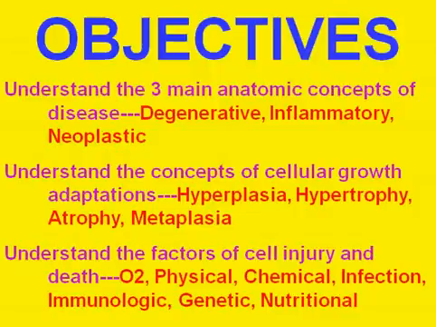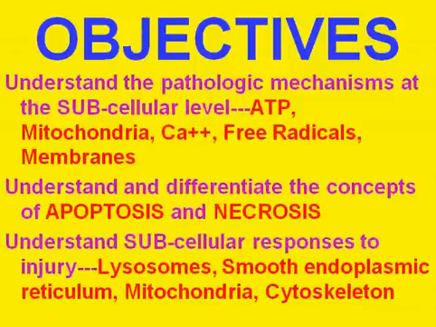We're going to talk about the different factors of cell injury and death, which ones are reversible, which ones are not reversible, and we're going to skip a lot of the crazy chemistry and go into the real conceptual meat of the thing. We're going to talk about the pathologic mechanisms at the subcellular level regarding mitochondria, calcium, free radicals, cell membranes, ATP. We're going to talk about the difference between the concept of apoptosis and necrosis.